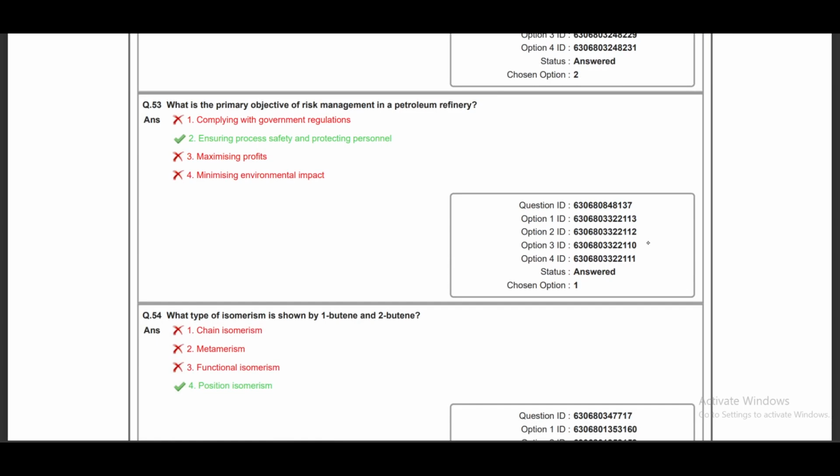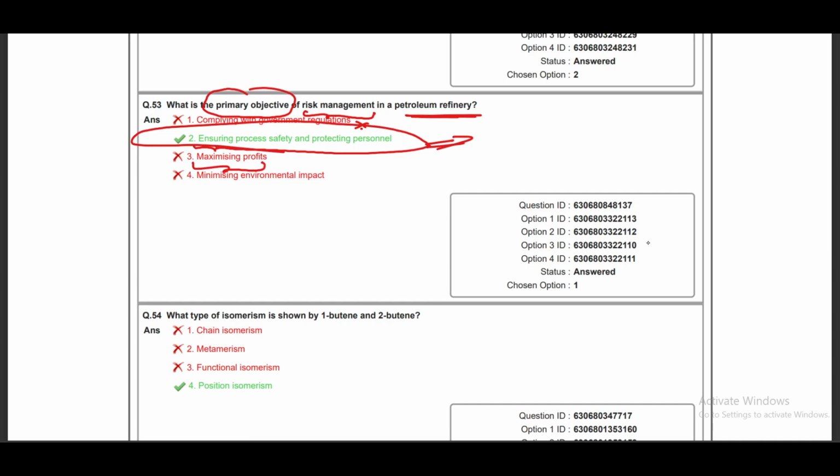Next is, what is the primary objective of risk management in a petroleum refinery? First is complying with government regulation, that is incorrect. Second is correct, that is ensuring process safety and protecting personnel. This is the more appropriate answer. Next is maximizing profit, incorrect. Minimizing environmental impact, incorrect. So ultimately the primary objective of risk management is ensuring process safety and protecting personnel. The second option is correct.